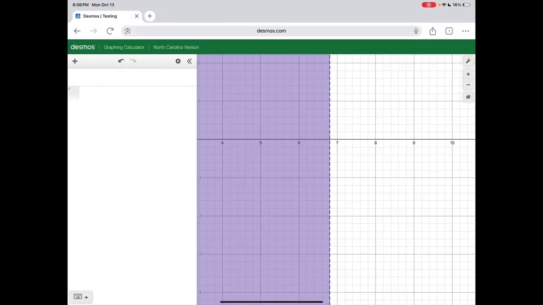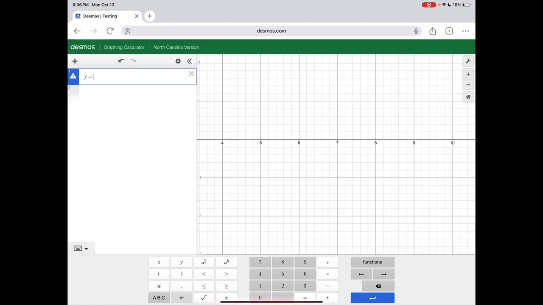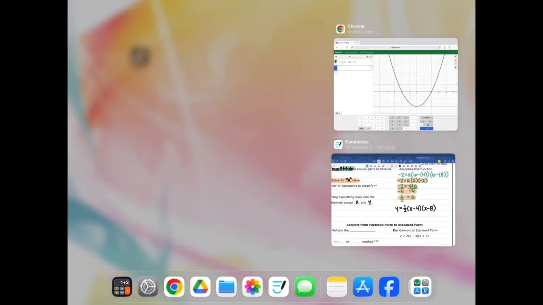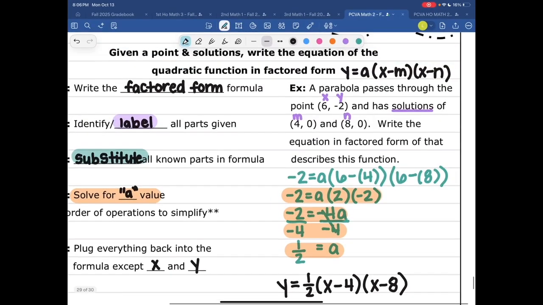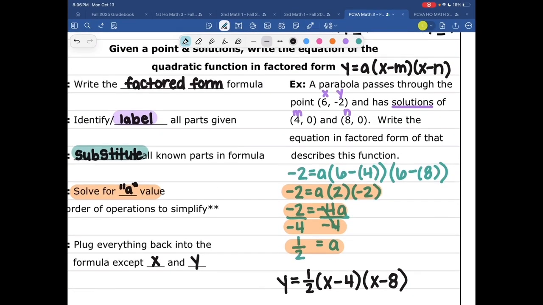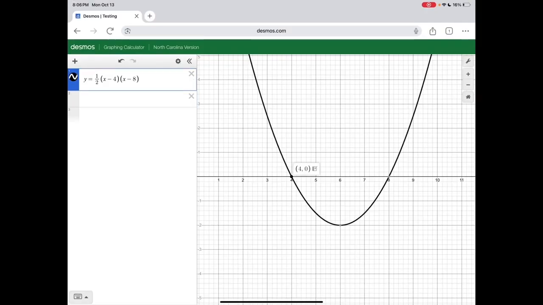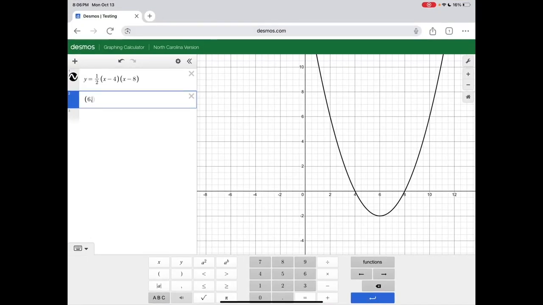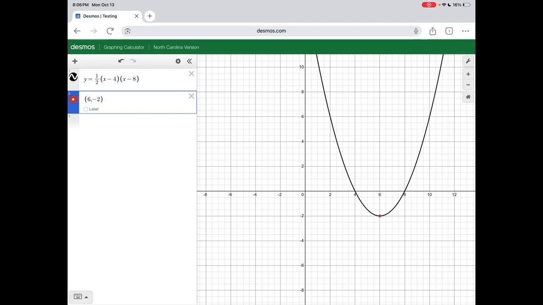So if I'm looking at Desmos and I put in the quadratic that I found, so I have 1/2, I have x minus 4, x minus 8. All right, so it told us that in this problem, we have those original solutions at 4 and 8. So I can see those x-intercepts, they are in fact crossing at 4 and 8. And it told us that the original point that was in the problem was 6 and -2. So if I look for 6, -2, I can see that that point is on the graph. So we are in fact correct here.